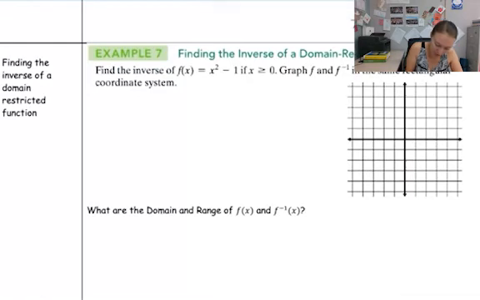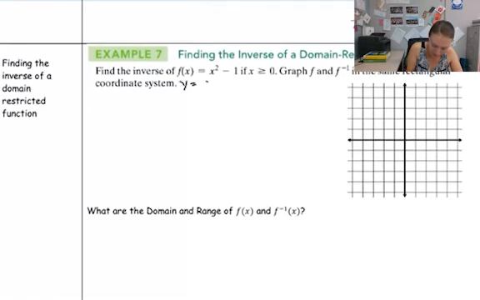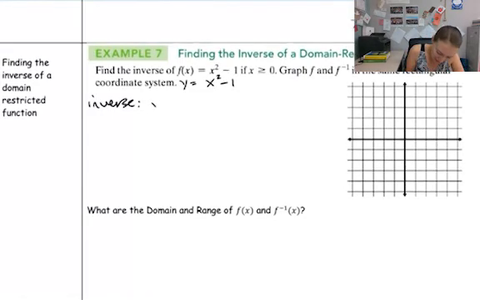So the first thing I'm going to do is, again, I'm going to rewrite this as y equals x squared minus 1. And so for the inverse, even though it doesn't specifically say find the inverse equation, if it says find the inverse, I want you to find the equation. And I want to see all these steps. So I'm going to switch x and y and then get y by itself. So if I add 1 to both sides, I have x plus 1 equals y squared.